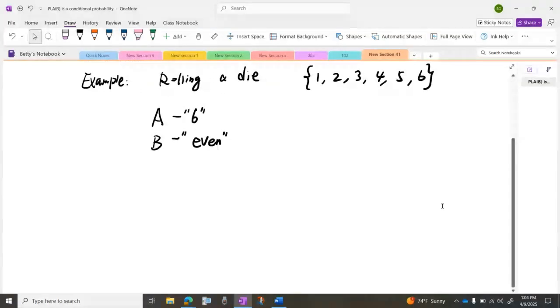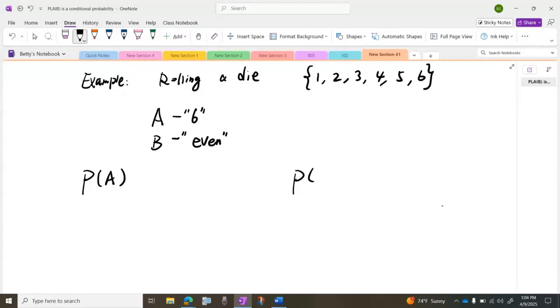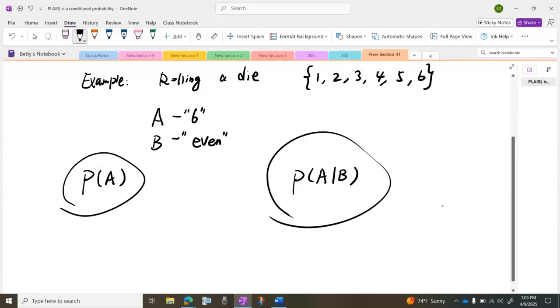Now we are going to consider the following two probabilities, P of A and P of A given B. P of A is just a probability. There's no condition attached to the probability. And this probability has a condition. The condition is B already occurred. So let's see the value of the two probabilities.